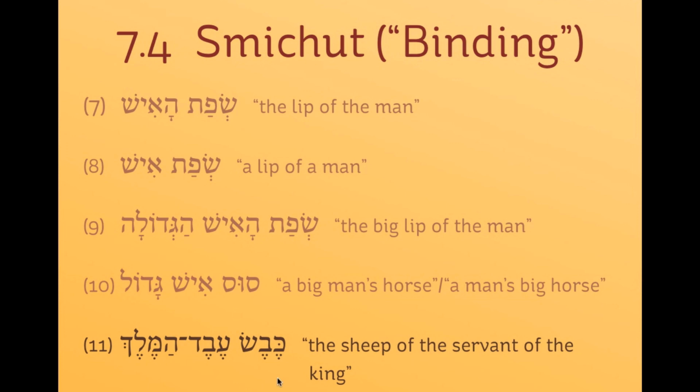Number 11, let's read it. Keves eved hamelech. Notice, one noun, two nouns, three nouns. So you can have a smichut of more than two nouns. In fact, there's no upper bound limit on how many nouns can form a smichut. Now, practically speaking, the most that I've seen in the Hebrew Bible in reading that I've noticed is 5. I've seen that several times. I'm not sure if I've ever seen a 6-word smichut.